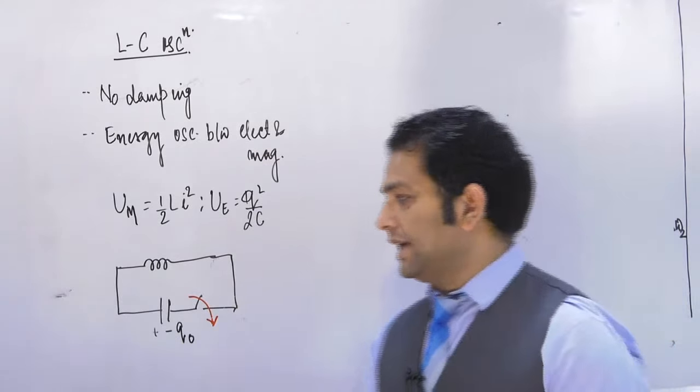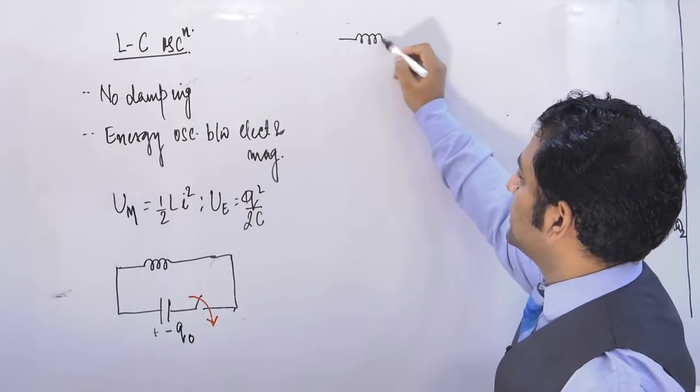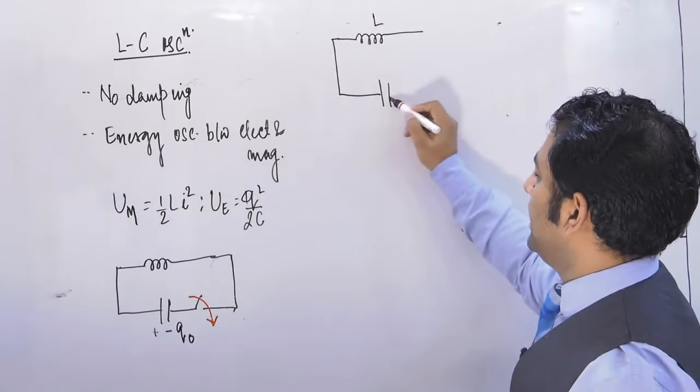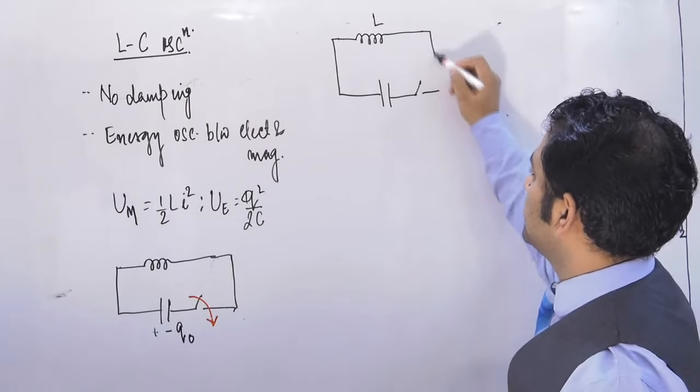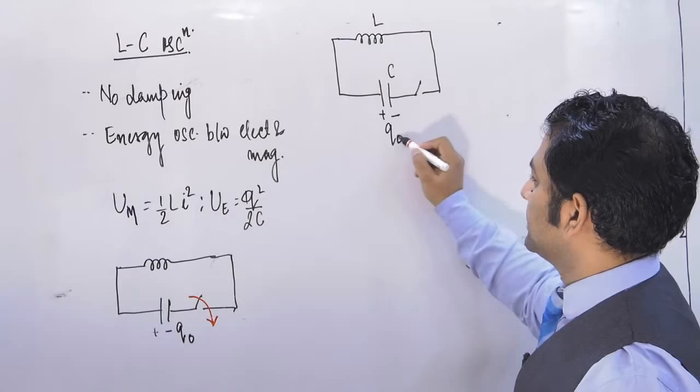Let's do a question. To begin with, questions are very technical and quite simple if you know the idea about that. So L and C, that's the given situation. This is C and this is plus minus Q naught.